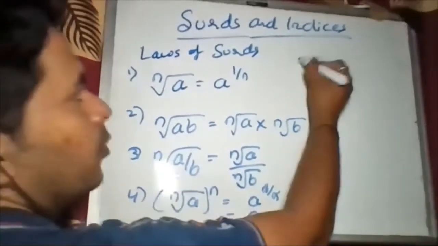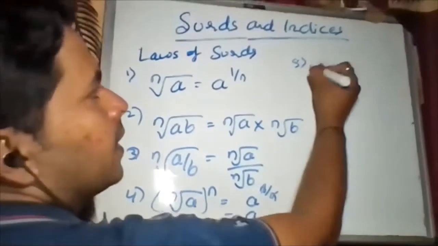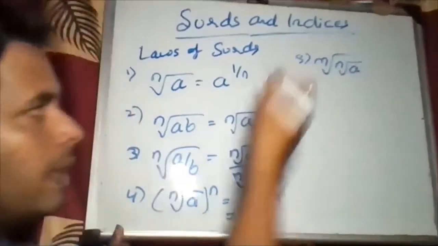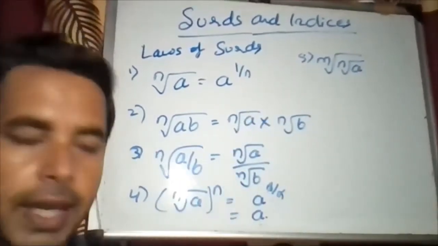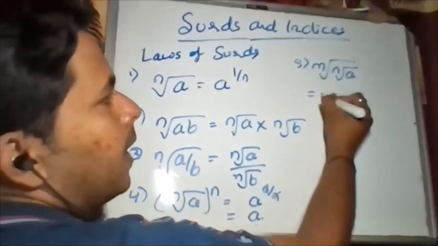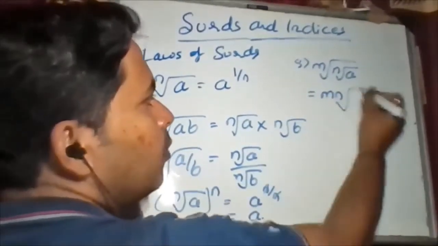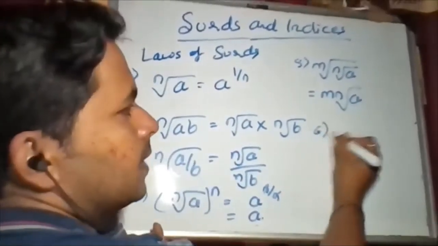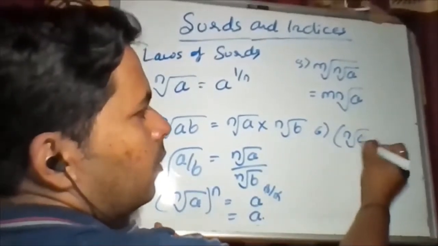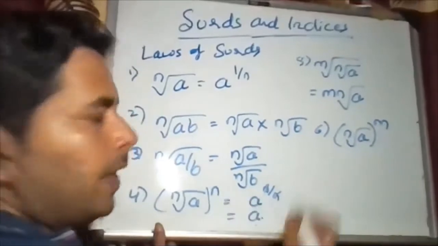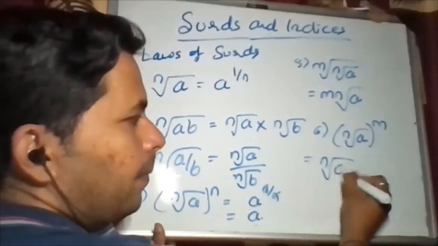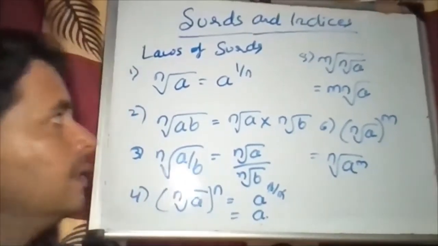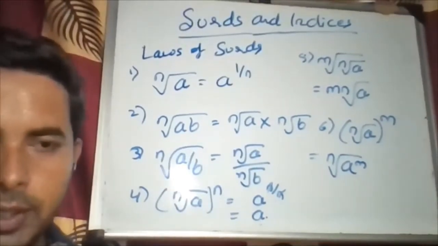Then I'll write one more law, the fifth one. If it is m root of nth root of a, then these two will be multiplied, you get m into n root of a. Okay, m into n. And the next one, if it is nth root of a raised to m, then it is nth root a raised to m. Just copy this, which will help us to solve the problems.